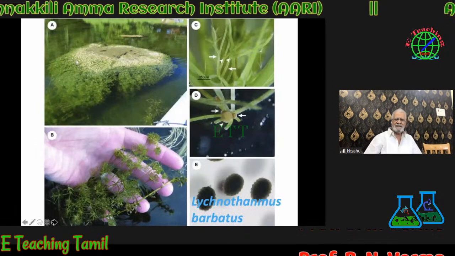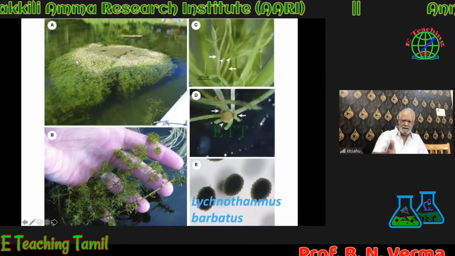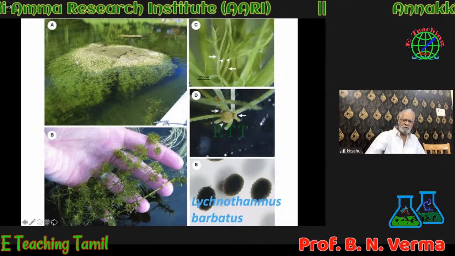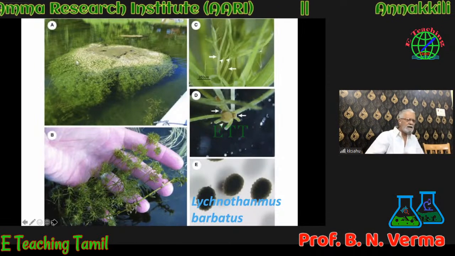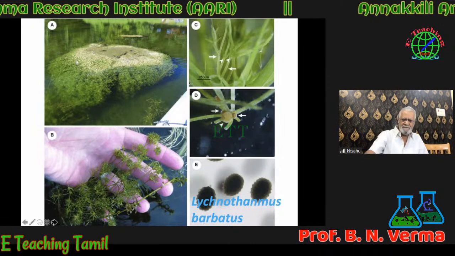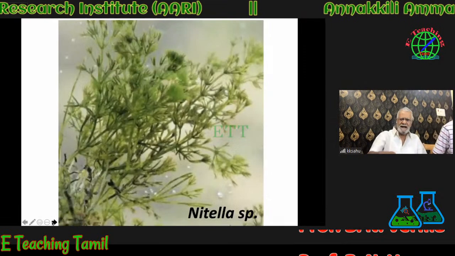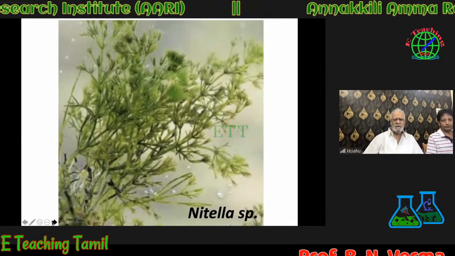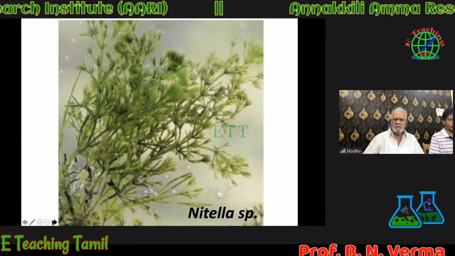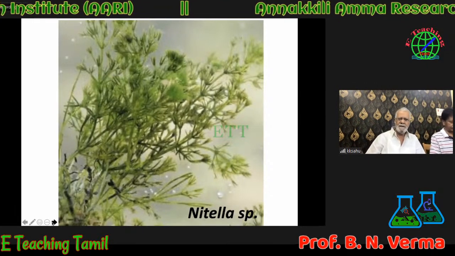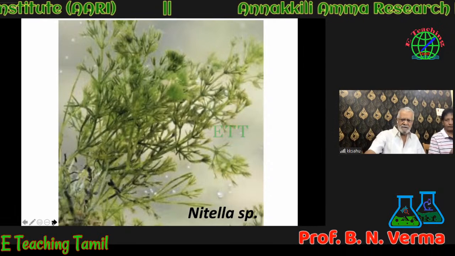Just see, this is Lychnothamnus growing in its natural habitat, belonging to the Chareae tribe, close to Chara. This is Nitella. Just see, this is also equally well branched, showing dimorphic branching. So this is the thallus of Nitella.